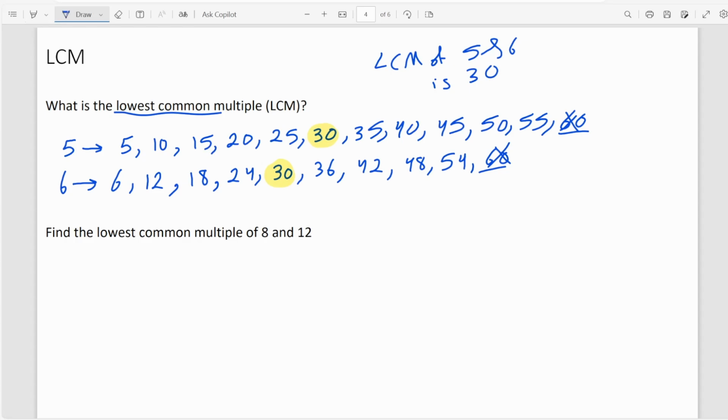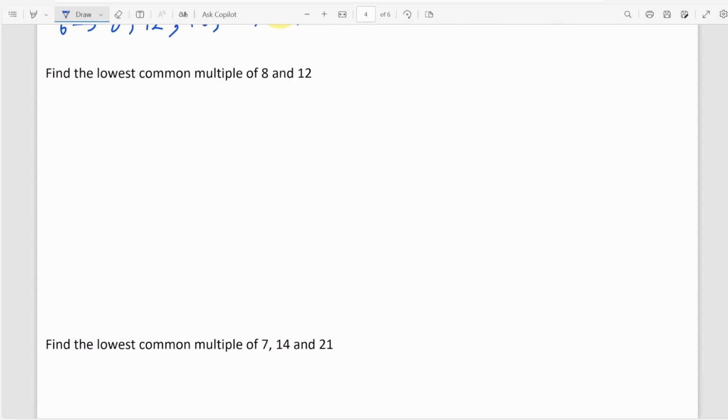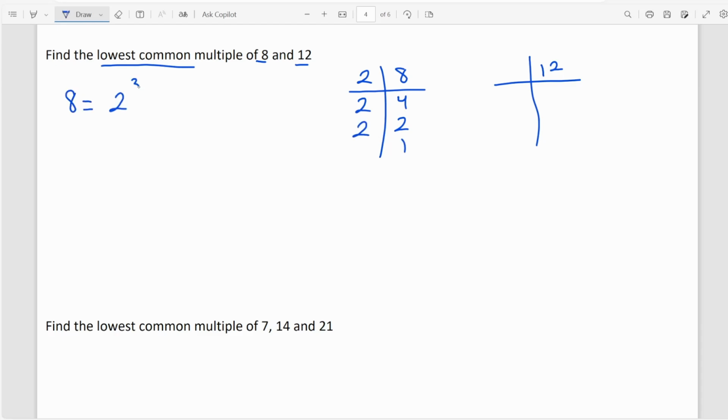Now, once again, it would be impractical to list all the multiples and then choose. So how do we find the lowest common multiple more efficiently? We also use prime factorization. So find the lowest common multiple of 8 and 12. I will go ahead and prime factorize 8, and prime factorize 12. So 8 divided by 2 is 4. 4 divided by 2 is 2. And finally, 2 divided by 2 is 1. Okay, so 8 is equal to 2 to the power of 3.